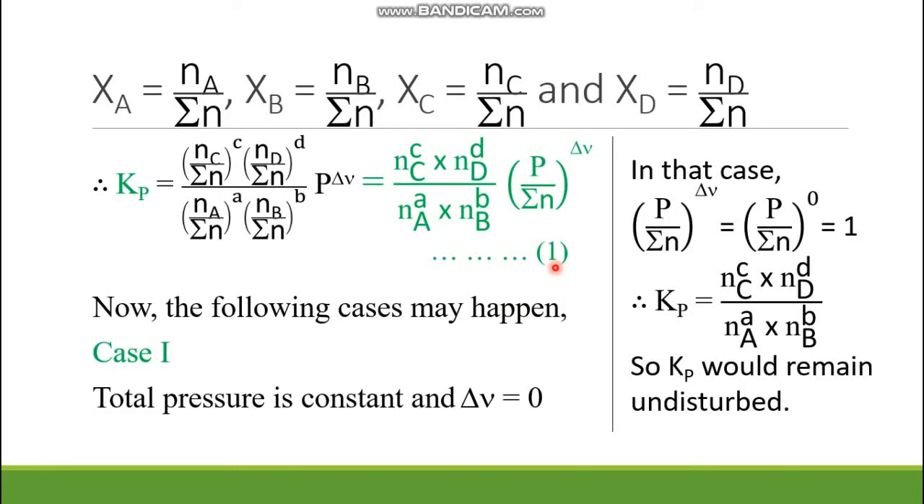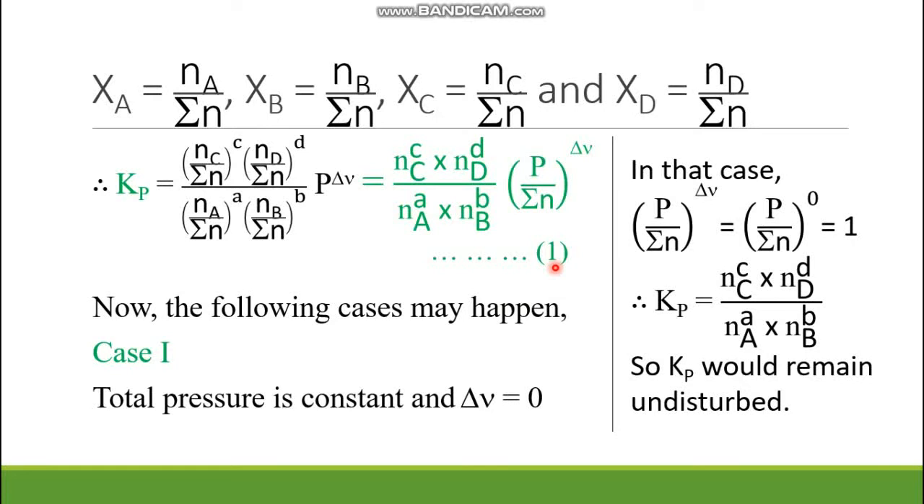Now let us consider 4 cases here. Out of this, the first 3 cases would be taking place at constant pressure, and the 4th case would be taking place at constant volume. So the cases at constant pressure, there will be 3 cases. Now let us discuss case 1.